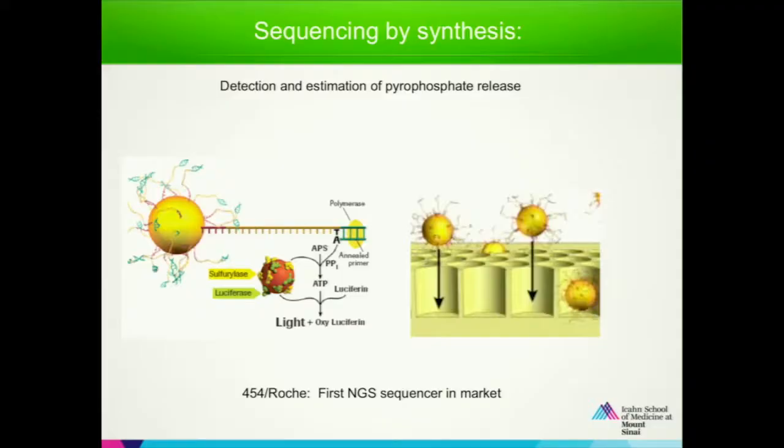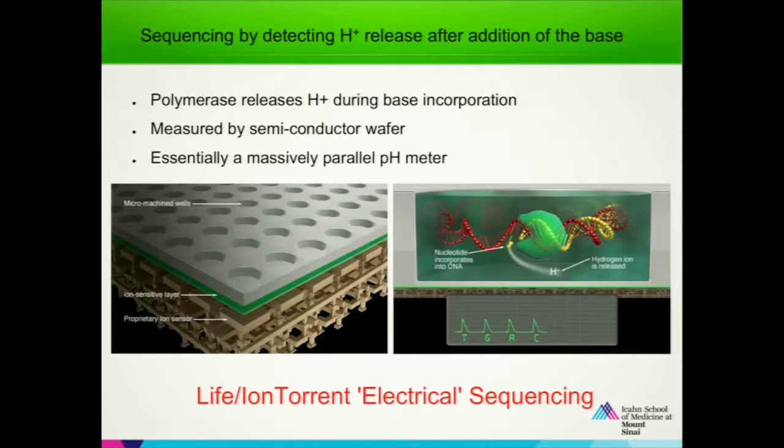First NGS sequencer came into the market. Quickly again, what is the next product? We use the release of phosphate, that is how the first technology came in. And quickly, the same guys said that instead of pyrophosphate, we will detect the release of hydrogen. Same technology, everything the same here. They use the release of hydrogen instead of pyrophosphate.